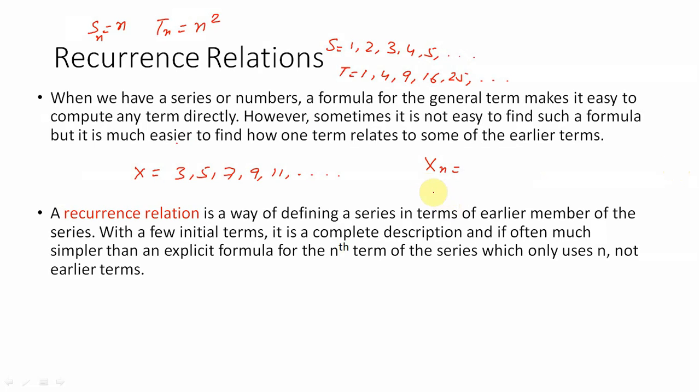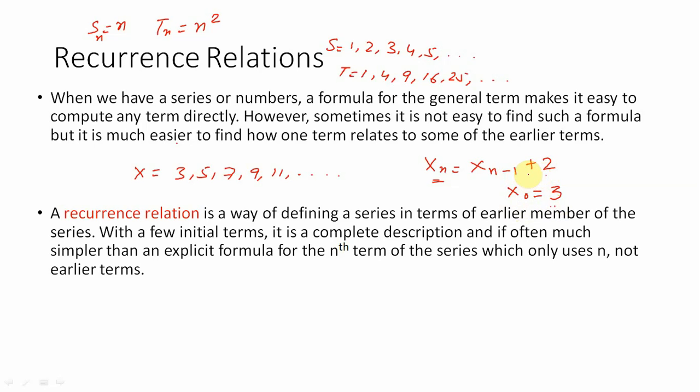It's easy to specify the nth term of the series. We can specify that the first term of the series, designated by x0, is 3, and each subsequent term can be obtained by taking the previous term and adding 2 to it. So I can specify the initial condition x0 as 3, and then specify that each subsequent term can be obtained by adding 2 to the previous term. So this is what a recurrence relation actually is.